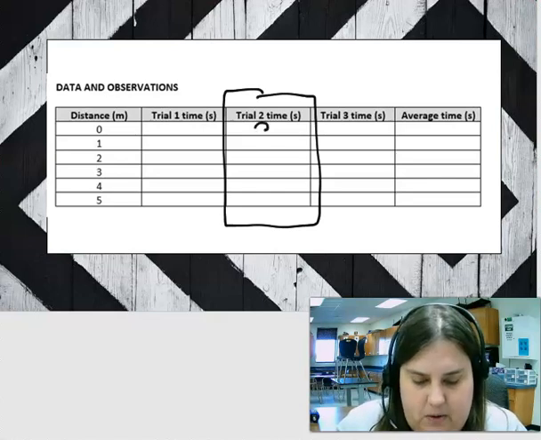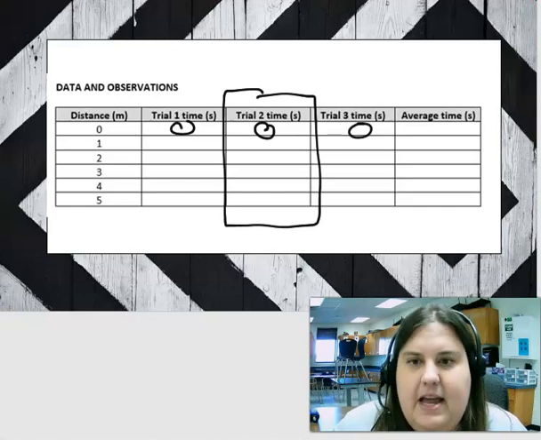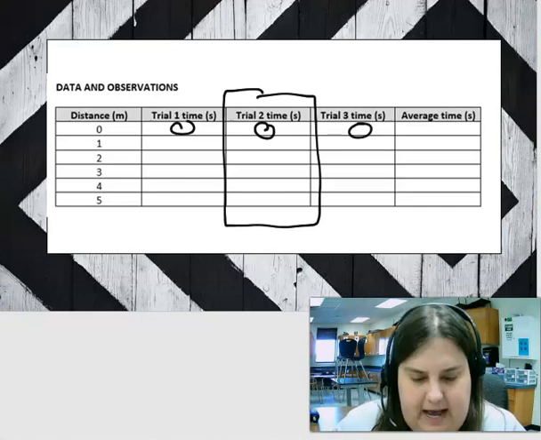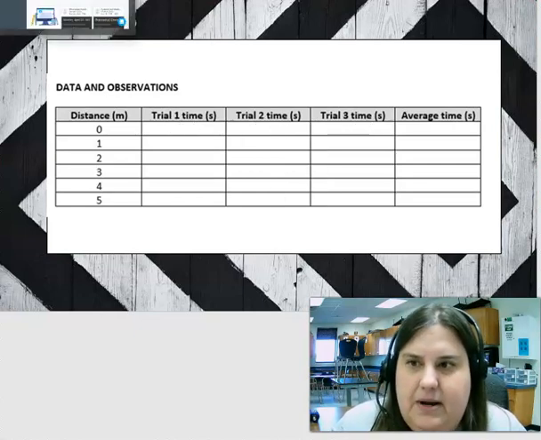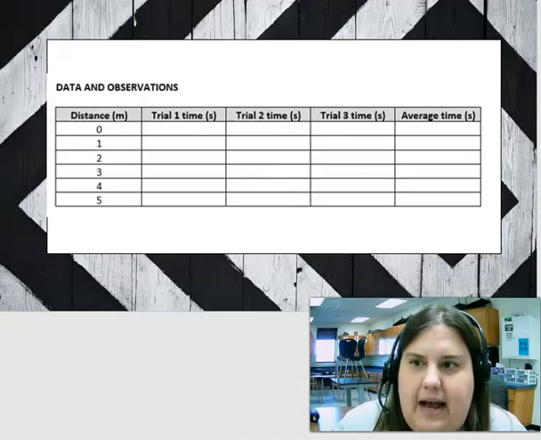Remember, 0 for your distance should be 0. That should be 0 all the way across. And then you're going to write down your new data for 1 meter, 2 meter, 3 meter, 4 meter, and 5 meter. Okay, so now we are going to look at our last video, and we're going to do the same thing that we've been doing.